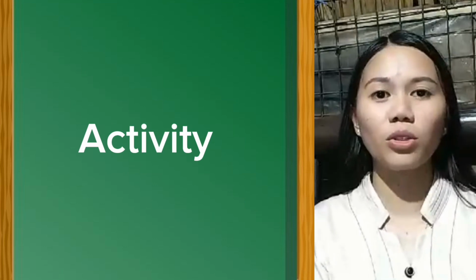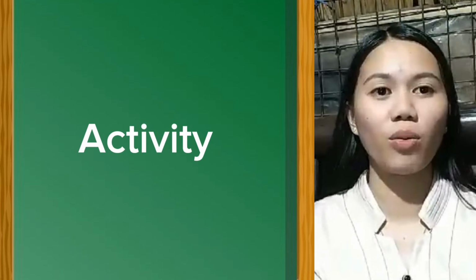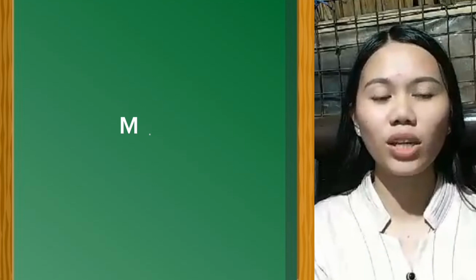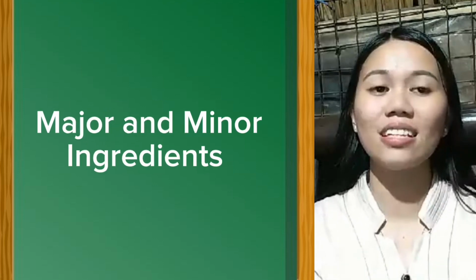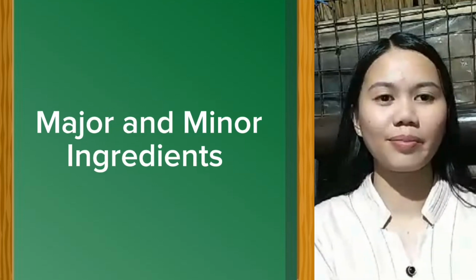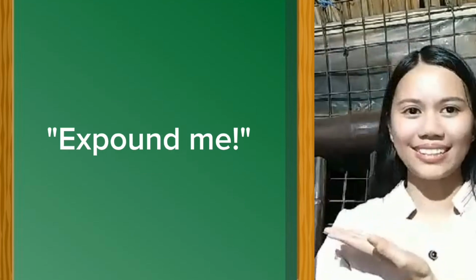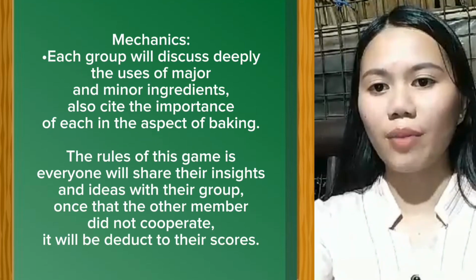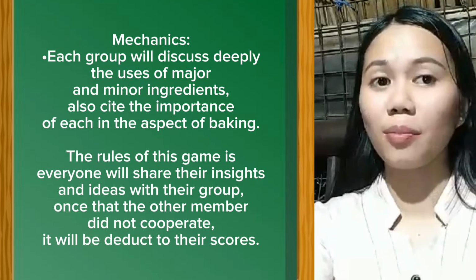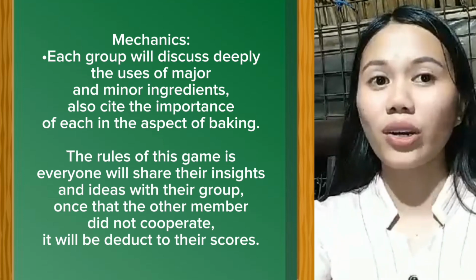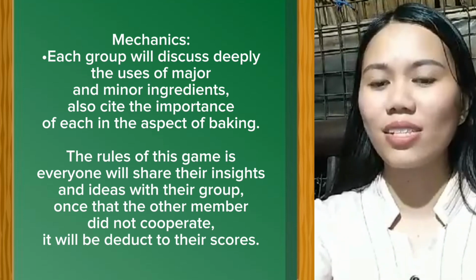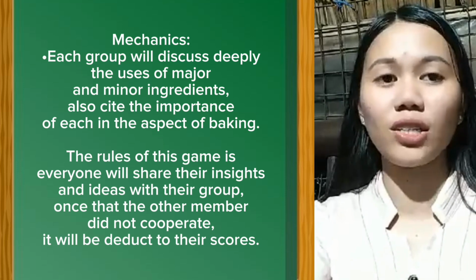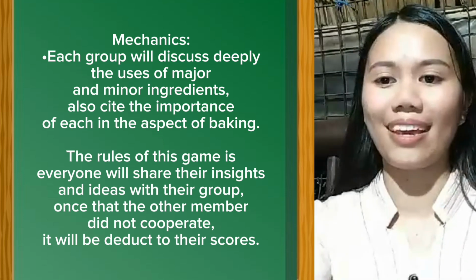So, I will be going to group you into two groups and we are going to have an activity about the major and minor ingredients needed in basic baking. So, this game is called Expounding. So the mechanics of this game is each group will discuss deeply the uses of major and minor ingredients, also cite the importance of each in the aspect of baking.